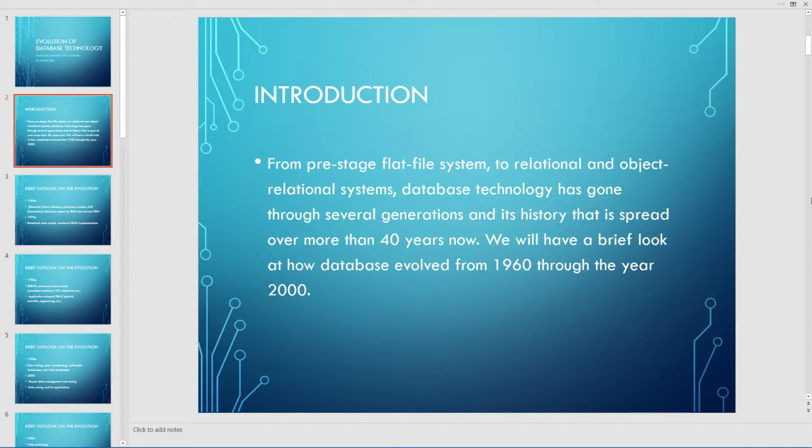From the pre-stage flat file system to relational and object relational systems, database technology has gone through several generations, and its history is spread over more than 40 years. We will have a brief look at how databases evolved from 1963 through the year 2000.